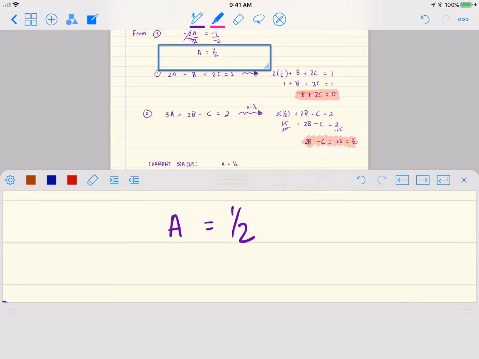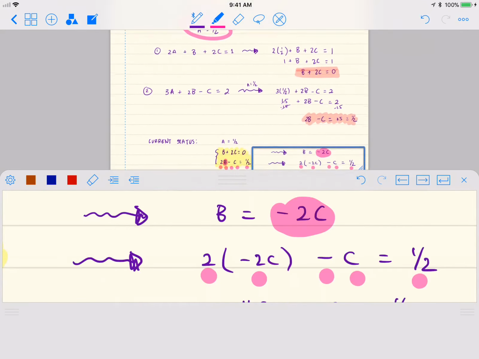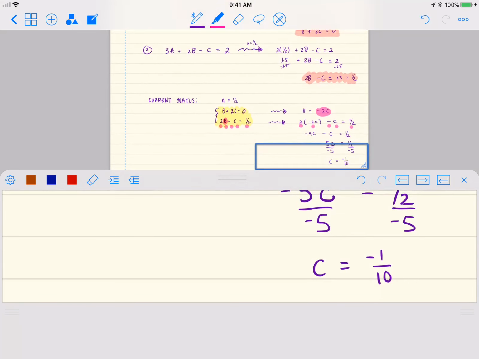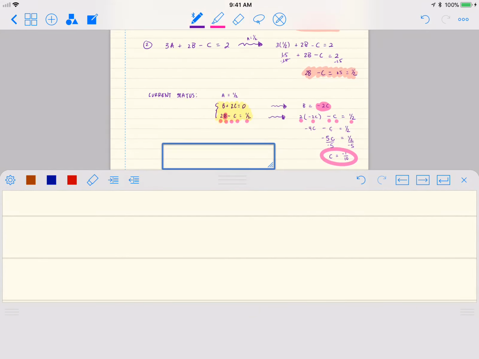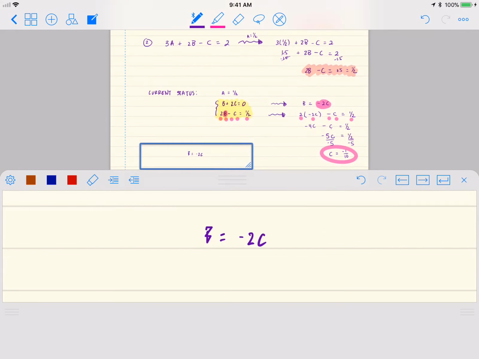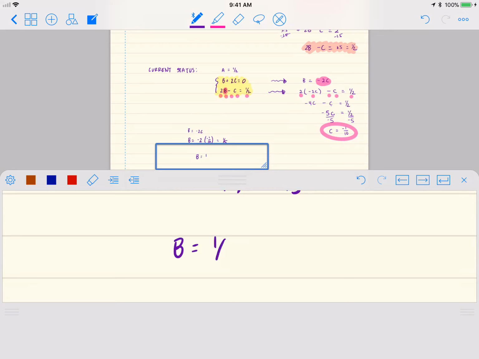Now, let me see here. A is equal to 1/2. Now I know C, didn't I just find C? Yes, C is negative 1/10. And I'm going to use that to figure out B, because B is negative 2 times C. So B equals negative 2C. But if C is equal to negative 1/10, I'm going to be able to solve for B. So I have negative 2 times negative 1/10, and that's going to be 1/5. So B equals 1/5.